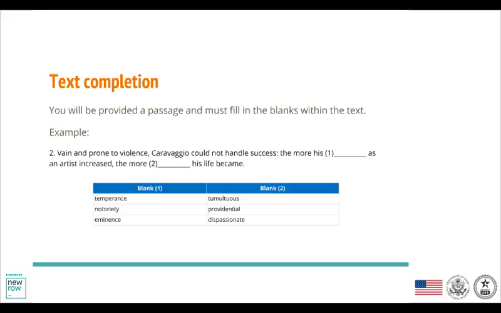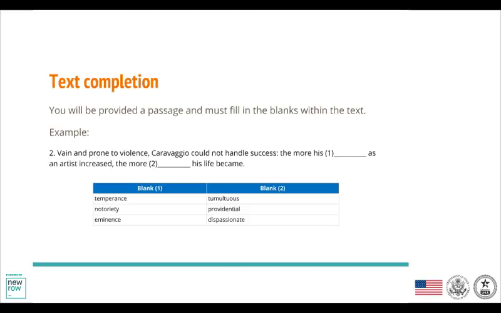We know that Caravaggio is vain and that he's prone to violence. So the second clause here, the more his blank as an artist increased, we could probably use eminence or notoriety. Temperance doesn't feel like a good fit here. And so we have to figure out which of these two words that are left are the best fit. And so notoriety is the best fit in this case because as an artist, his notoriety, his fame increasing. Eminence just doesn't quite fit as well. Although it could work, it's not the best fit.